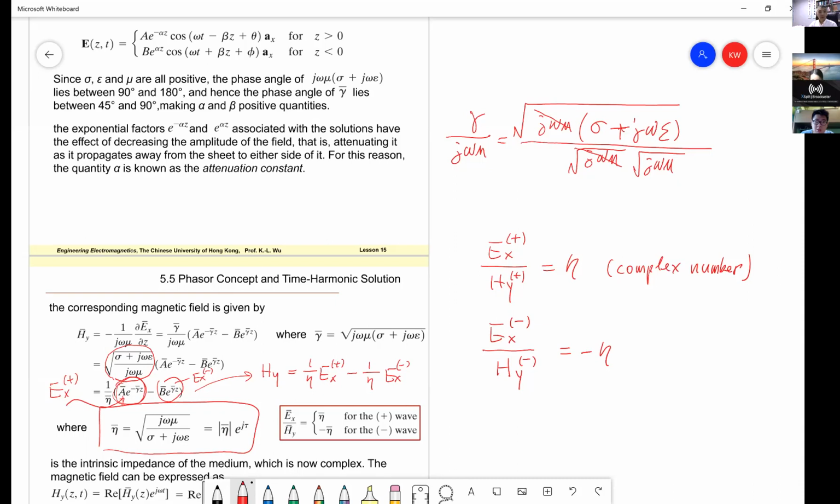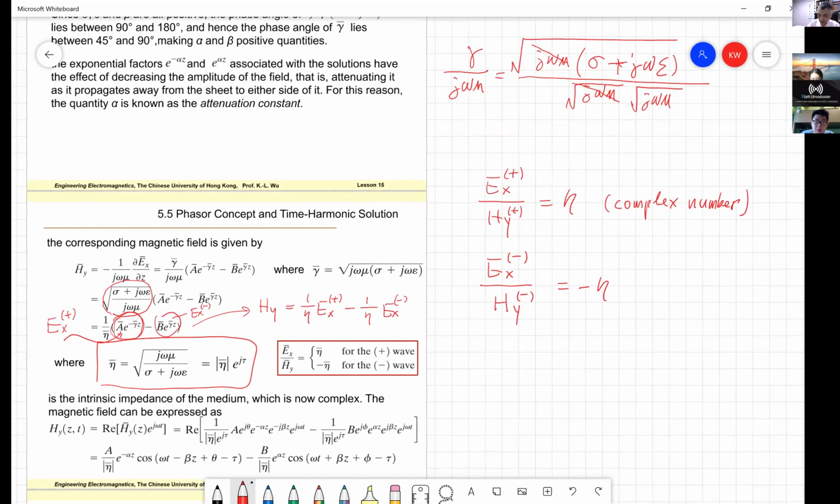I would like to go slowly on this concept and spend more time, because this is so important. By the way, we are going to have a midterm exam next Tuesday, so this part is definitely covered. If you have questions, don't hesitate to post them in the chat.